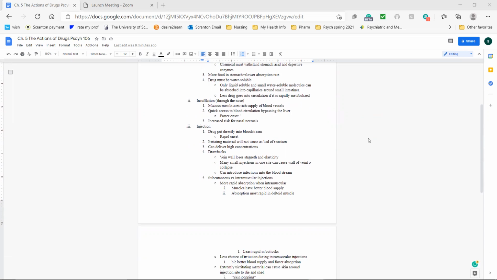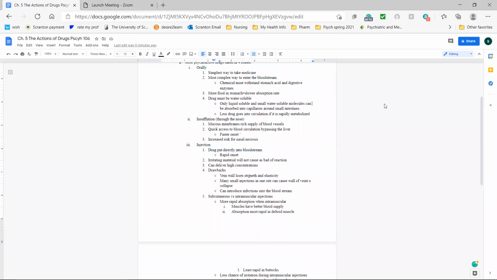Okay, and then the next way in which you can administer a drug is insufflation, which is inhalation through the nose. This would be, for example, like snorting cocaine. So this involves the mucous membranes, and since they have a rich supply of blood vessels, it allows for the drug to enter the bloodstream. This also allows for it to bypass the liver, causing a faster onset of the drug. And there's also a risk for nasal necrosis if there's a constant or regular use of insufflation.